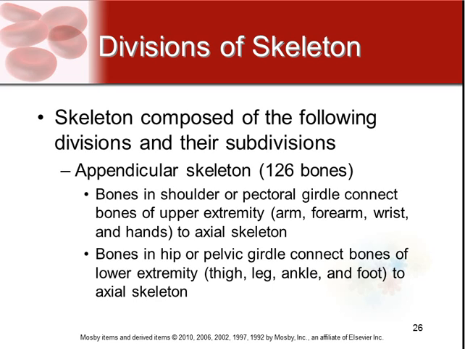So the skeleton, like we said, is composed of even more subdivisions. So besides just our axial skeleton, which we just covered, we have our appendicular skeleton. So that has the bones in your shoulder or your pectoral girdle, and that's like your clavicle and your shoulder blades, and the bones of your upper extremities, arm, forearm, wrist, your hands, and then the bones in your lower extremities, and that includes your pelvis, or your pelvic girdle, your thigh, leg, ankle, foot. Those are all part of your appendicular skeleton.